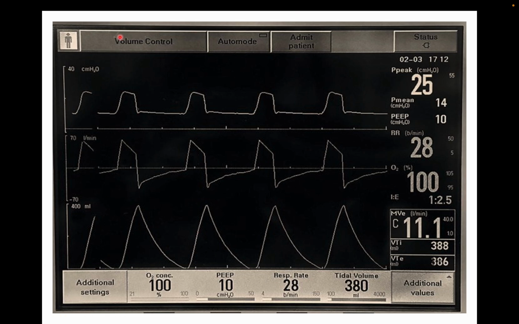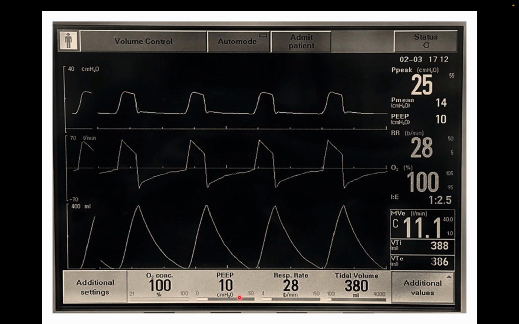First, this is the volume control mode, which we commonly use in our day-to-day practice. This is the oxygen concentration, FiO2, how much you want to deliver. This FiO2 can range from 21 to 100. 21 is room air, and 100 is the maximum you can deliver. Any increase in the FiO2 will increase the oxygenation. If the SpO2 is low, you can increase the FiO2.